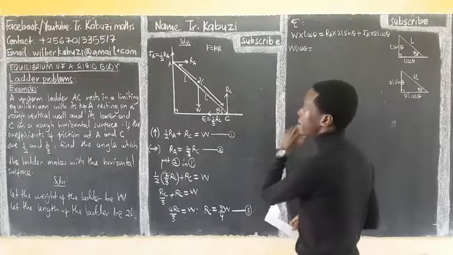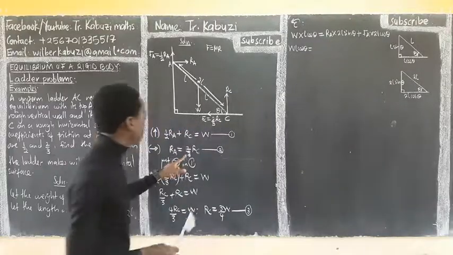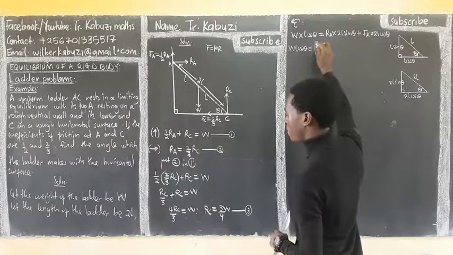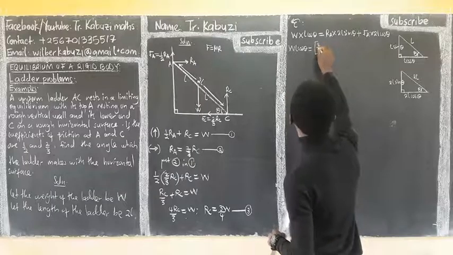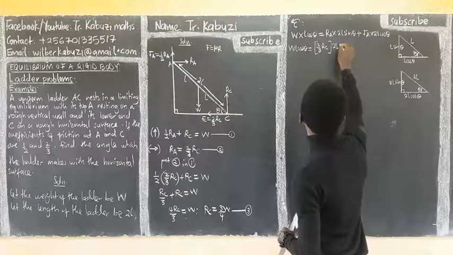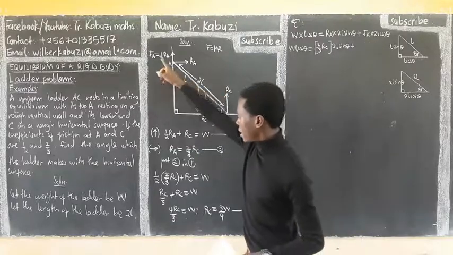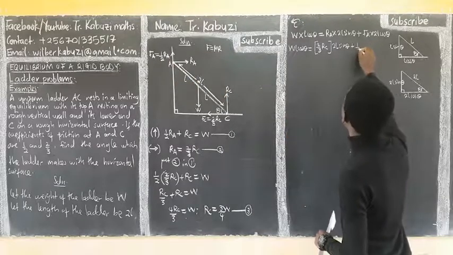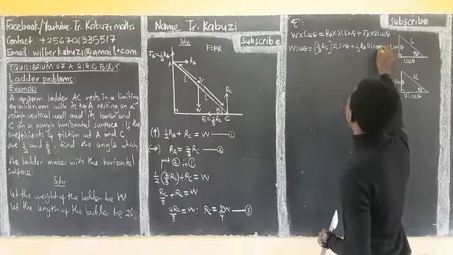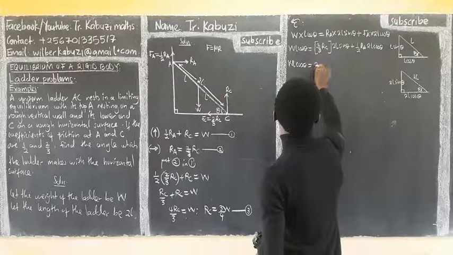Now we express everything in terms of W. So from here, our RA is going to be 2 over 3 RC times 2L sin theta, then plus this FA. Our F, I think you can see it there, is a half RA times 2L cos theta. So our L cos theta is going to be, I have this as 2 over 3 RC.